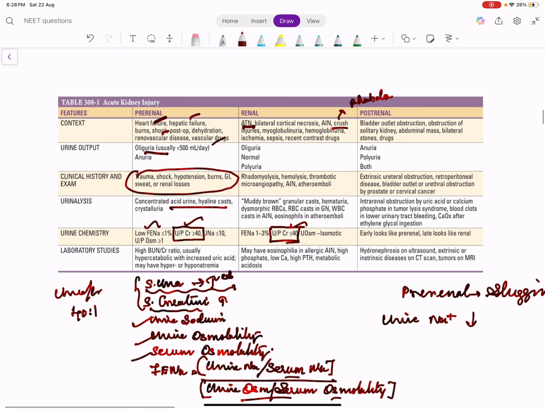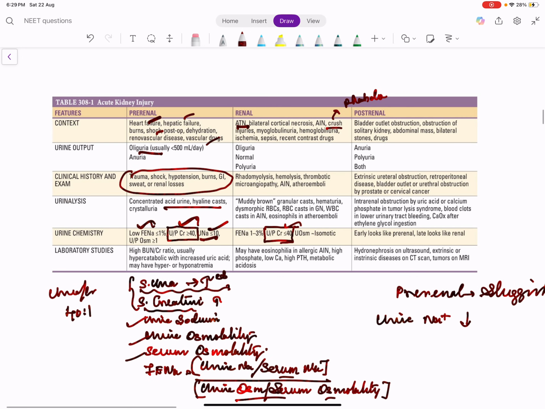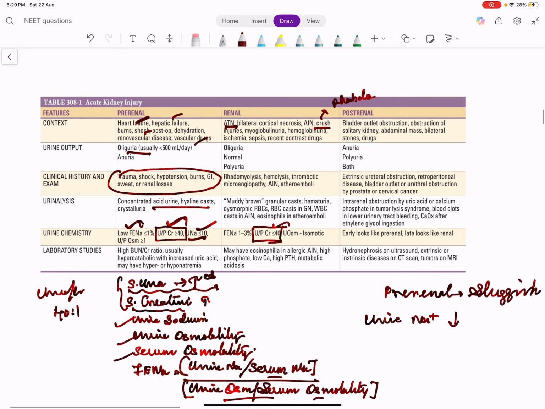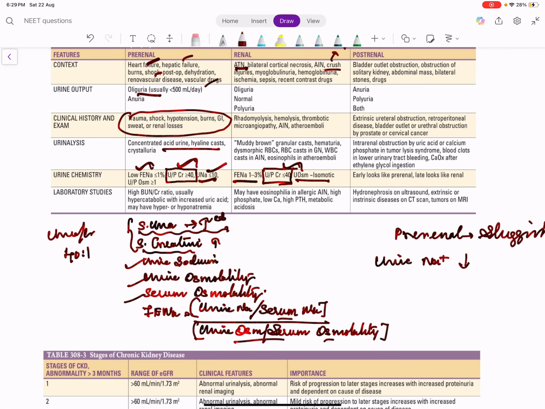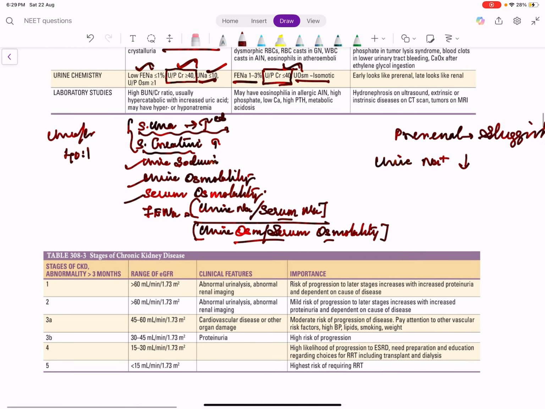So everything is tried to be conserved in pre-renal. Everything is tried to be excreted in renal. So that's what is given. Low FeNA, high urea creatinine ratio and a low urine sodium less than 10. In some books it is given as 20. FeNA more than 1, urea by creatinine ratio less than 40 and urine sodium more than 10 will be renal causes. Then we can see some casts, crystals, etc. At least we can remember this one.